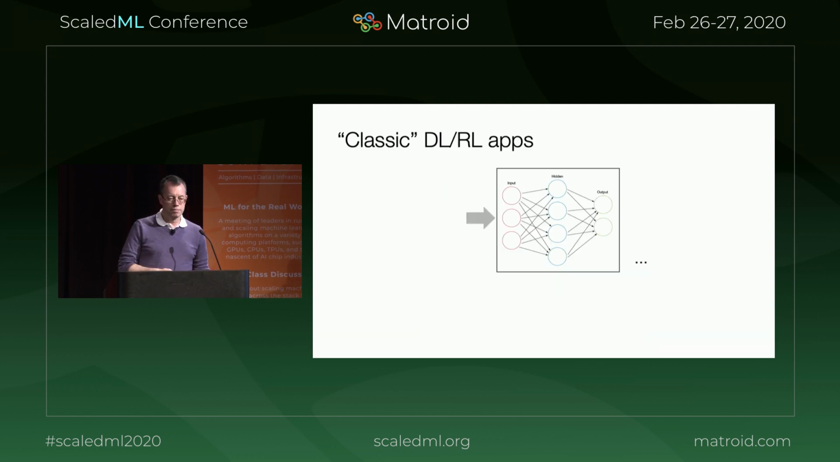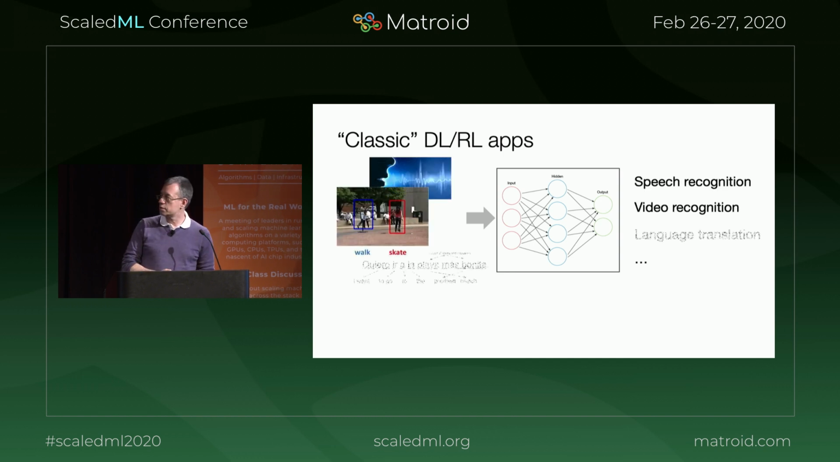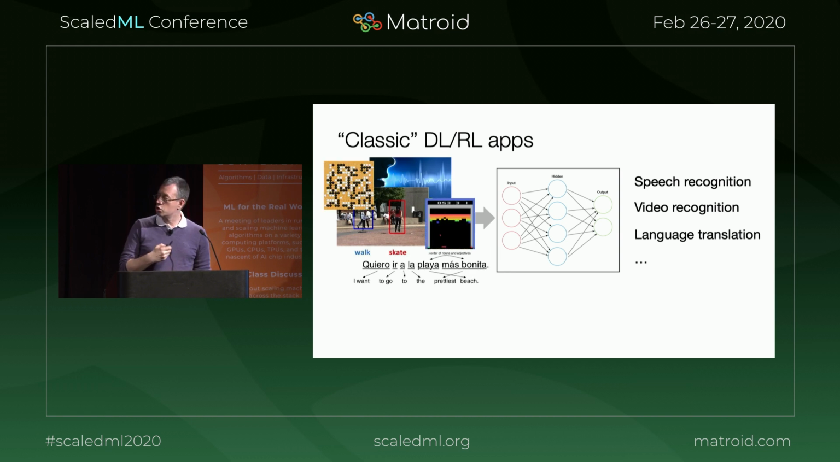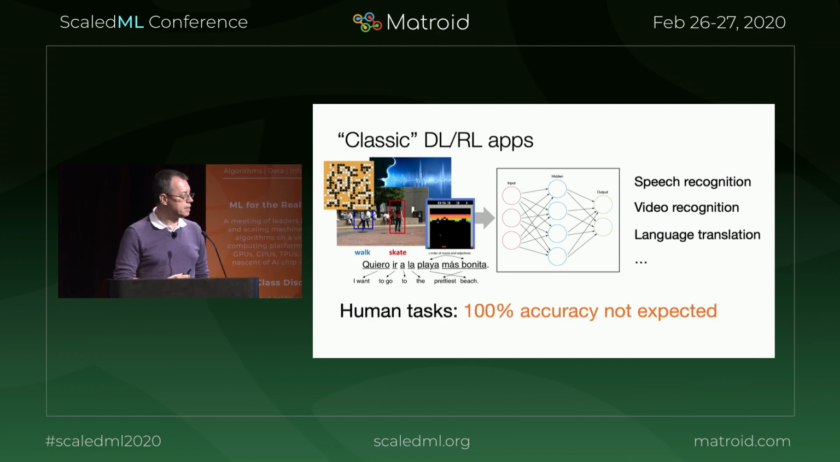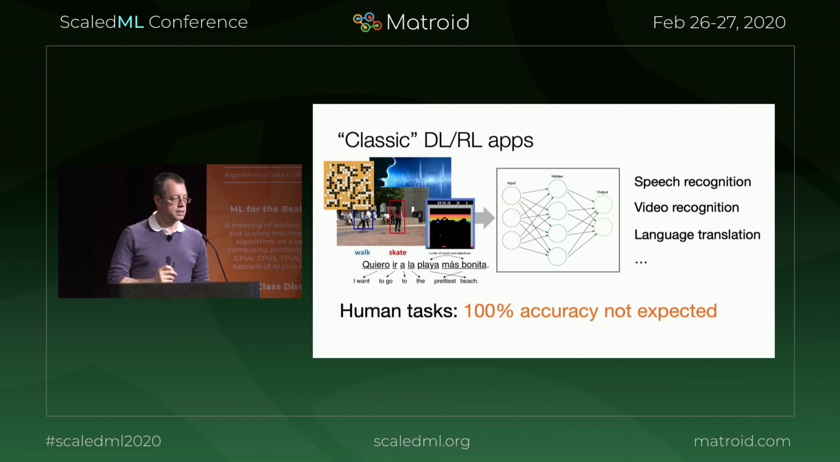So we are all here because AI and ML have been hugely successful over the past decade. But if you look at the applications where AI has been particularly successful, it's in these human tasks, right? It excels now at speech recognition, image recognition, language translation, and playing games, and in many of these cases it is doing better than humans. But one thing about the human task is that 100% accuracy is not expected, because humans are not 100% accurate.